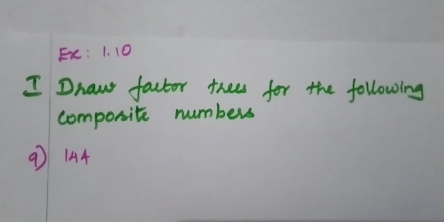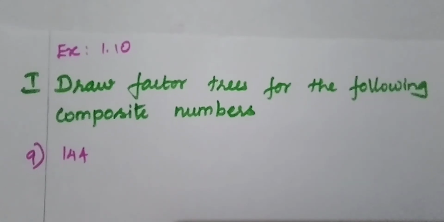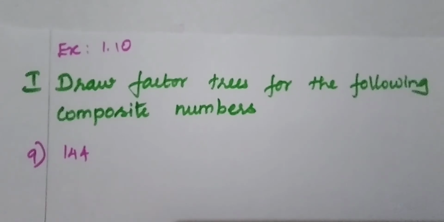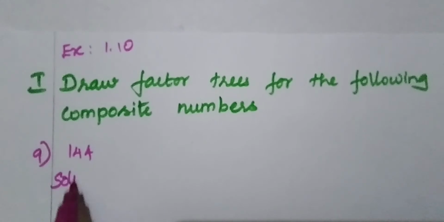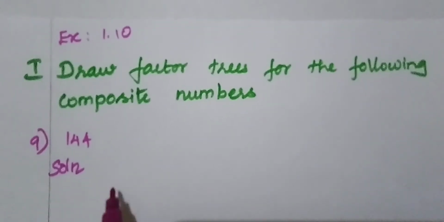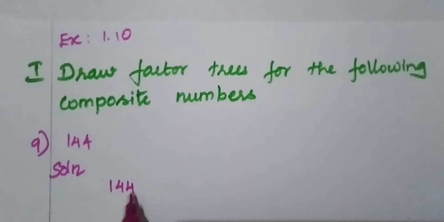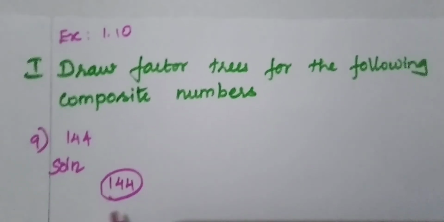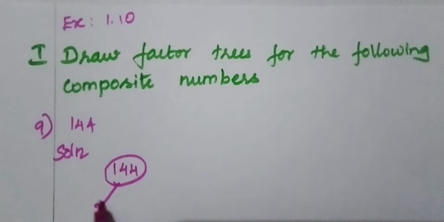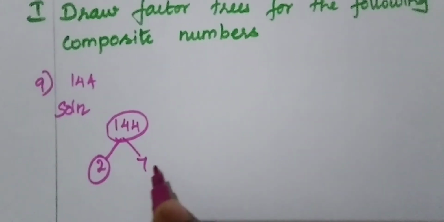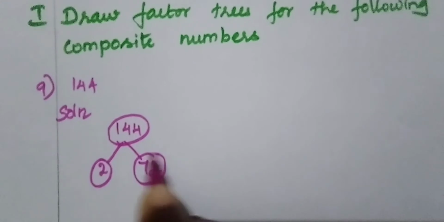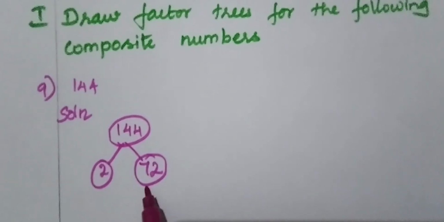Exercise 1.10, first Roman letter, draw factor trees for the following composite numbers. So the question is 144. Let us solve this one. 144. Start with 2 tables. 7 2s are 14, 2 2s are 4. So again divide this 72 by 2 tables.